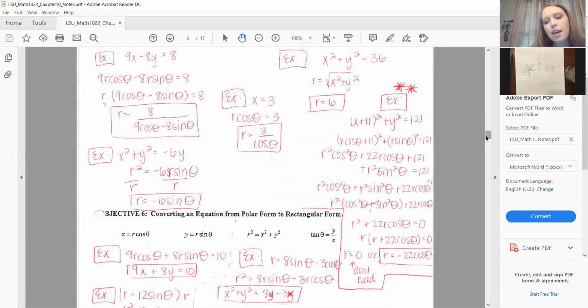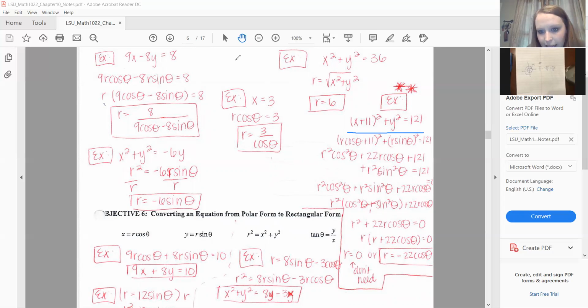Okay, so this is the problem they give you. x plus 11 squared plus y squared equals 21. Replace your x and your y. So x is r cosine theta, y is r sine theta.